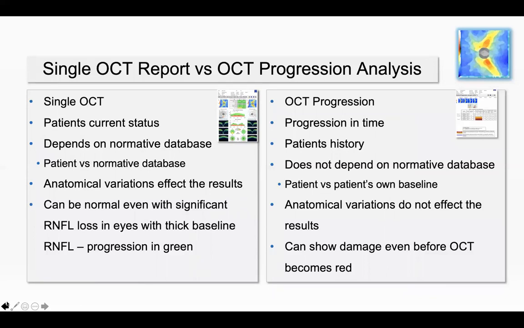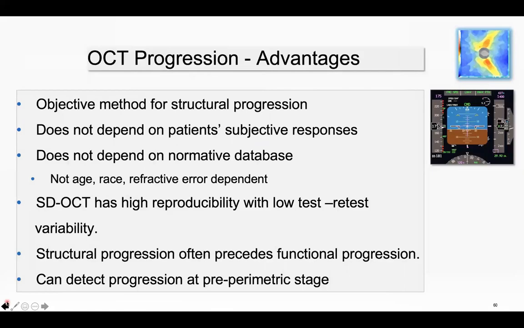On the other hand, OCT progression is progression in time. It's the patient's history. It does not depend on the normative database. It's the patient versus the patient's own baseline game. Anatomical variations do not affect the results. It can show damage even before OCT becomes red. It is an objective method for structural progression. It does not depend on patient subjective responses. This is what I like the most. It does not depend on the normative database.